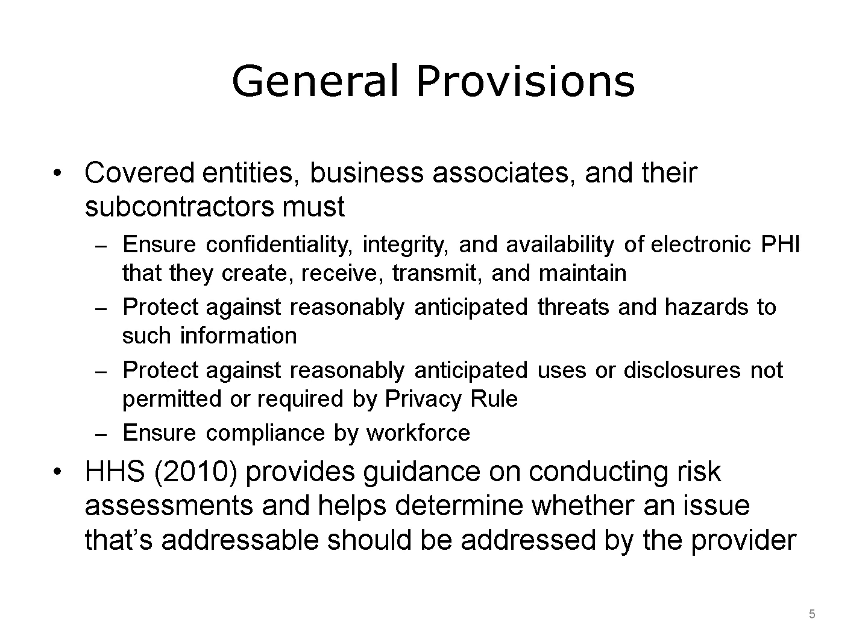Entities must protect against reasonably anticipated threats and hazards to such information by having a secure data center and using encryption where appropriate. They also must protect against reasonably anticipated uses or disclosures that are not permitted or that are required by the privacy rule. Entities must also ensure compliance by their workforce in implementing the security and privacy rules.